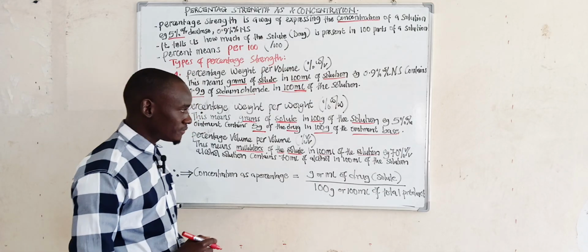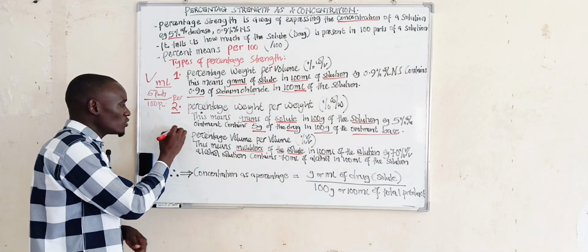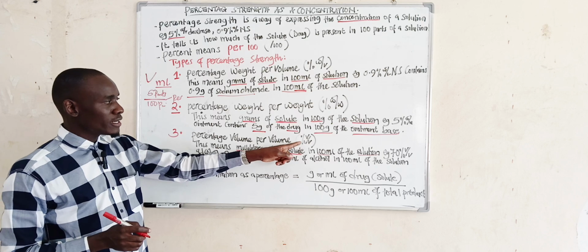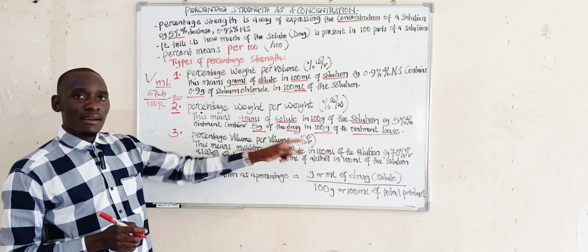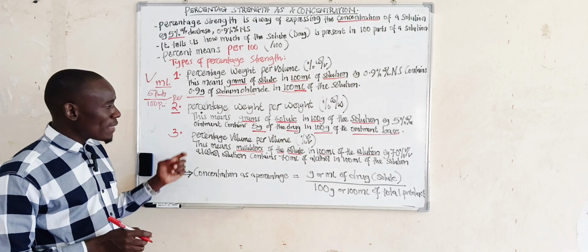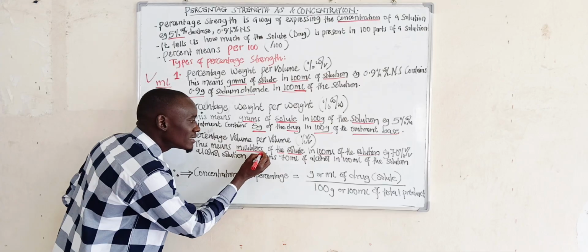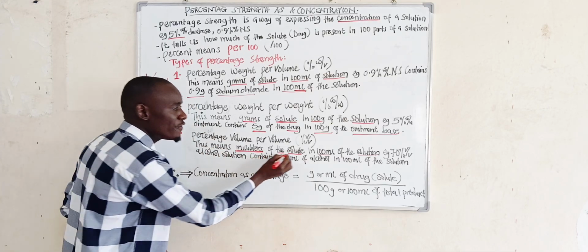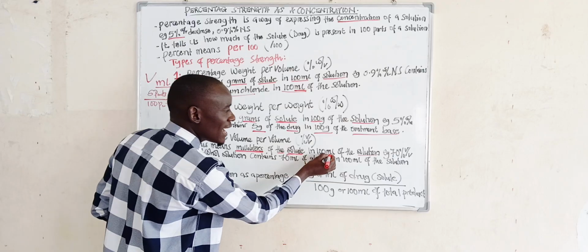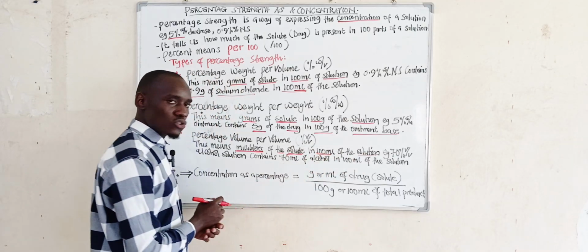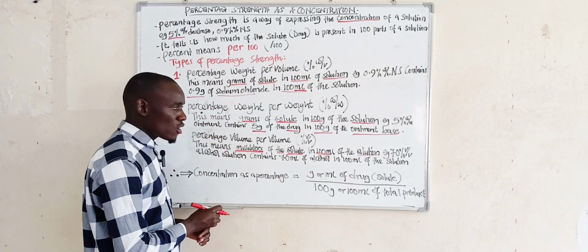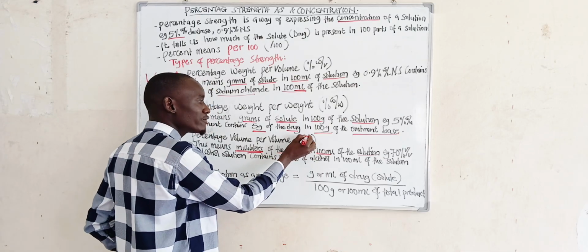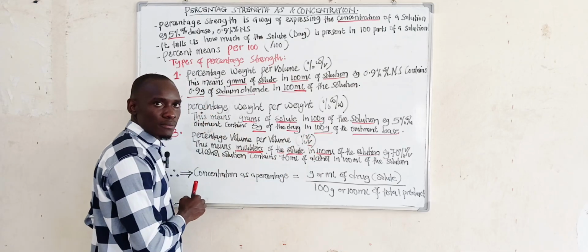So let us look at the third one, percentage volume per volume. For short, percent volume in volume. What does that mean? It means milliliters of a solute or drug in 100 ml of the solution. Why are we saying milliliters? Because it is abbreviated as volume per volume.